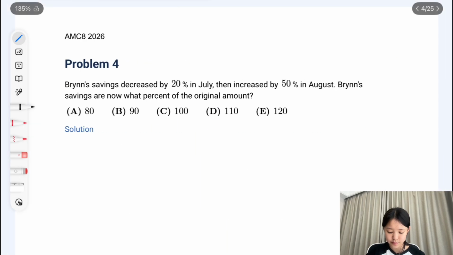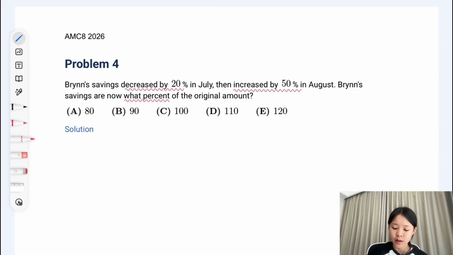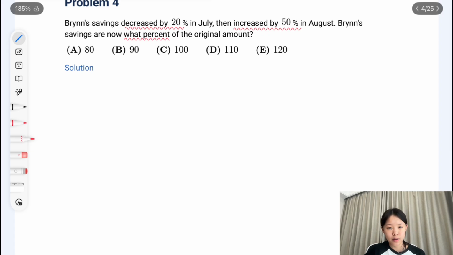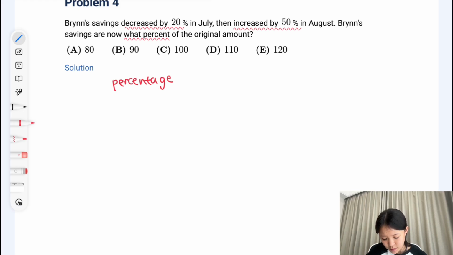Okay, question 4. Brian's savings decreased by 20% in July and then increased by 50% in August. Now his savings are what percent of the original amount? For these types of percentage problems, something you can think about is that percentage means how much of 100. So it's very connected with the number 100.